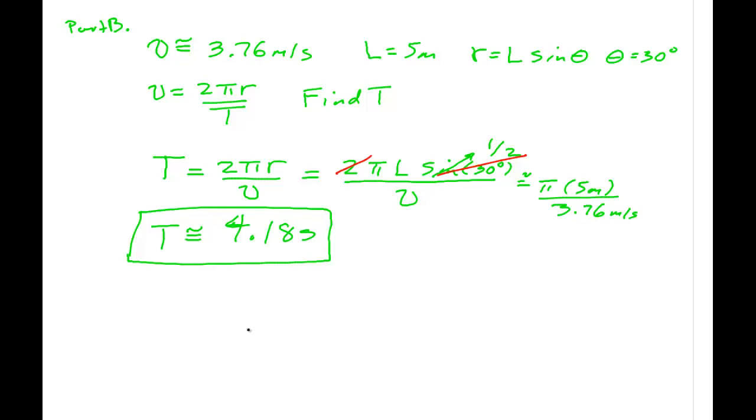The second thing is this thing takes 4 seconds to go, but it turns out it's not a very big circle that it's going around. The total distance across it, the r here, is 5 times the sine of 30. The radius is only 2.5 meters. That means the diameter is only about 5 meters. This is about 15 feet.